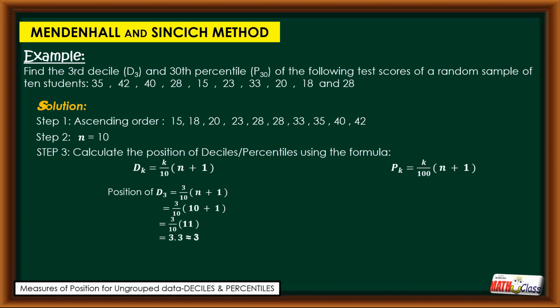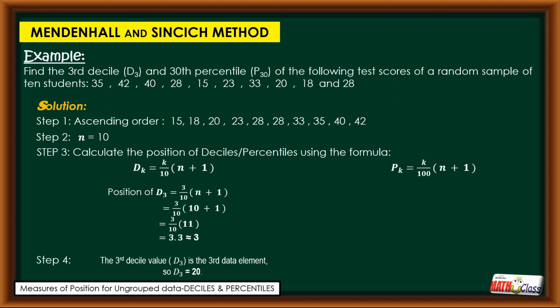Position of D3 is equal to 3 over 10 times the quantity of 10 plus 1. 10 plus 1 is equal to 11 times 3 divided by 10. So the resulting value is 3.3. The computed value 3.3 becomes 3 after rounding to the nearest integer. The third decile value, or D3, is the third data element. Now, let us look at the third element in the data set in step 1. We can see that the value of the third element is 20. So D3 is equal to 20.